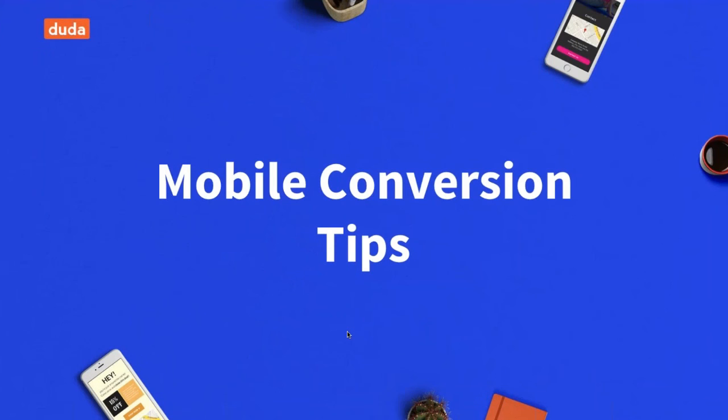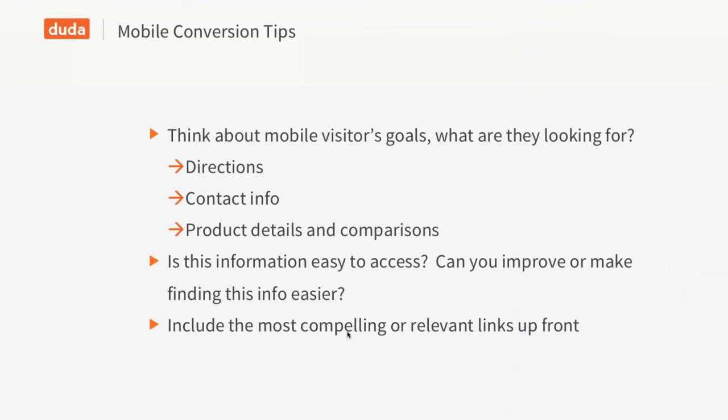I've got 9 of them for you on how you can help improve the conversion rate on your mobile landing pages. Number 1, think about a mobile visitor's goals. What are they looking for? Directions, contact info, maybe product comparisons or product details? You want to make sure this information is very easy for them to access, and think about what you can do to make finding this information as easy as possible for that visitor. And of course, take any compelling or relevant links and make sure that they're upfront and easy for the visitors to find.